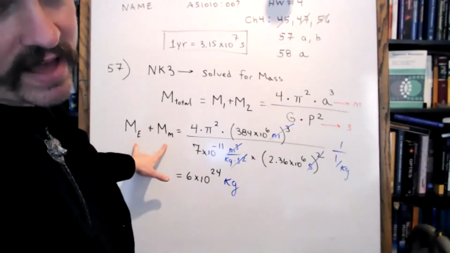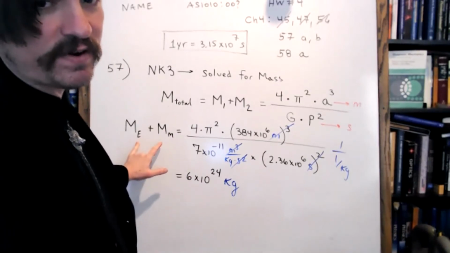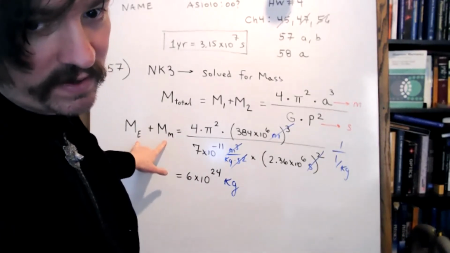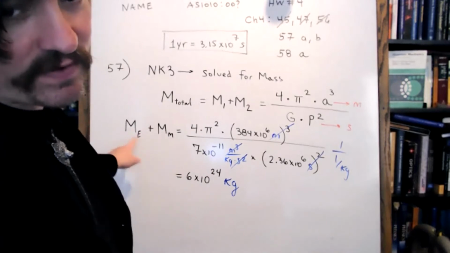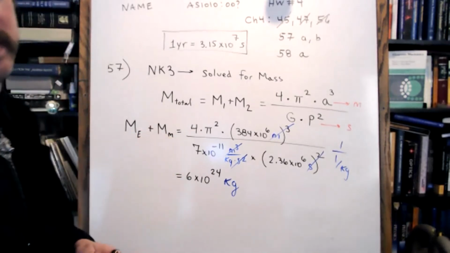Okay. There's just one last beef. This is the total mass of the system, mass of Earth plus the mass of the moon. But they wanted us to get the mass of Earth. So what are we supposed to do about the mass of the moon?